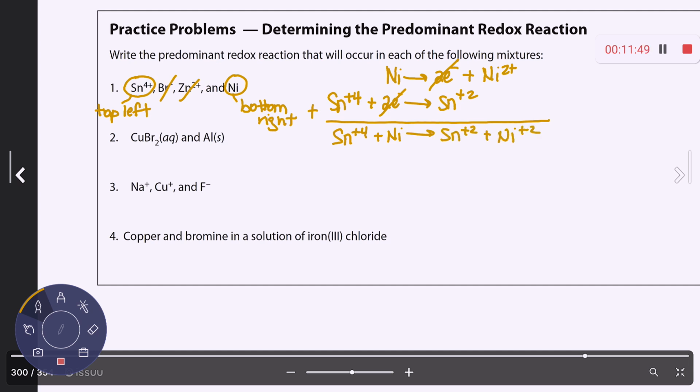Okay. If for some reason they give you a mixture and there isn't a way to have a predominant redox reaction, like you don't have something at the top left and the bottom right, it's just no predominant reaction. Okay. There's just nothing to do.